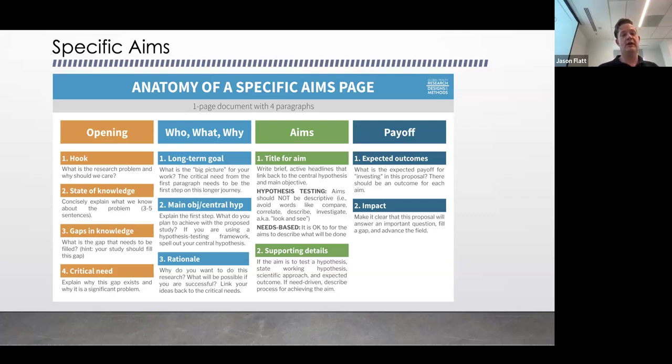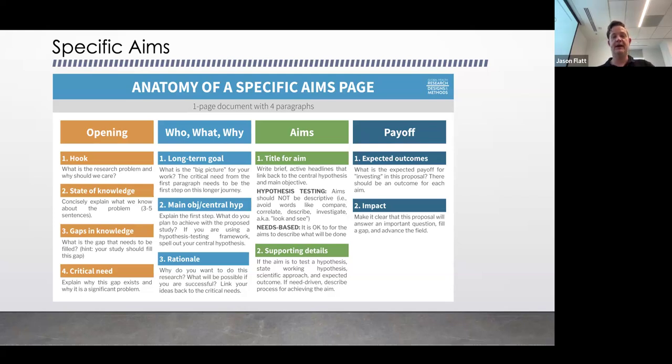Then in the who, what, and why, this is really what you're going to be doing. It's a bit of that process, but it's tying together all three aims in terms of a larger picture. And often I have my long-term and short-term goals in there. Then the aims, as I shared before, are going to be a statement or a title for the aims that links back to your central hypothesis or main objective of that aim. And then you need to consider whether you need to provide a hypothesis or other supporting details like your approach or the expected outcome if it's a process aim.